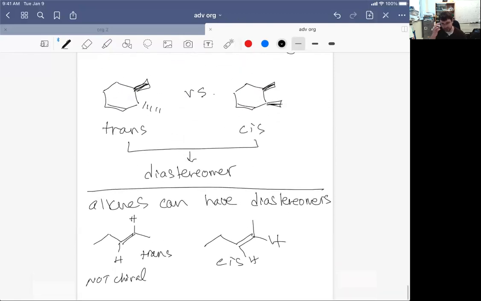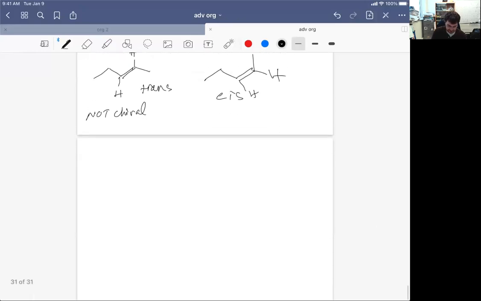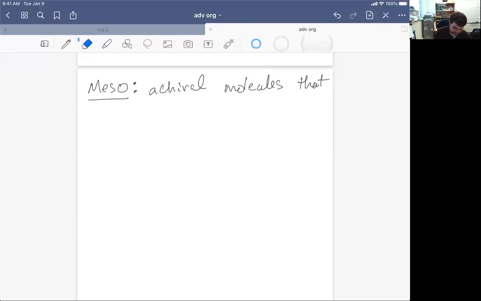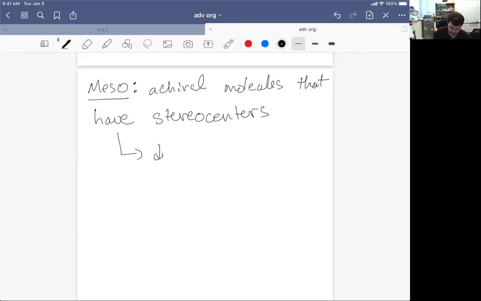Okay. One thing we would be remiss if we didn't at least mention in our review is that there are molecules that are not chiral, but have diastereomers and have wedges and dashes on them. So meso: these are achiral molecules that, let's just keep it simple, have stereocenters. They have carbons with 4 different things attached to them. The hiccup here is that due to symmetry, the molecule is superimposable.